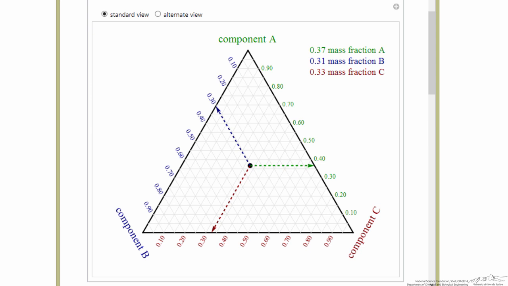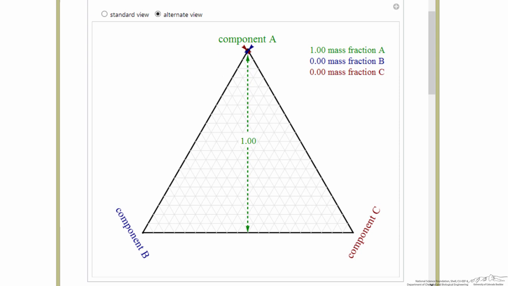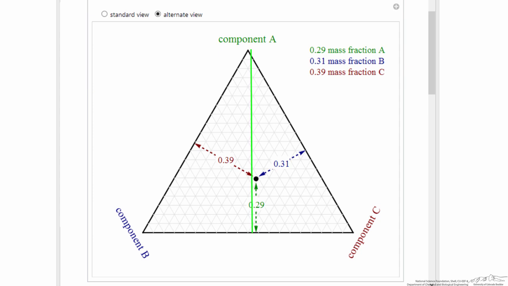An alternate way to read them is the following. Starting with component A, we know that the apex up here is 100% A, or a mass fraction of 1, and at the bottom is 0. So anywhere in between is going to give us a distance upwards to component A, and that distance, or that fraction of the total, is our mass fraction of A. One way to interpret it is if we have a line that goes from the bottom to the top, and that's equal to 1, then this distance from the bottom to the point is 0.29 of that full distance.